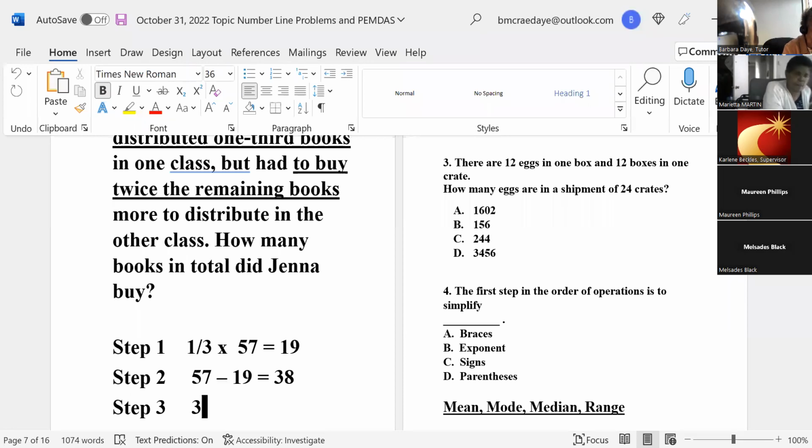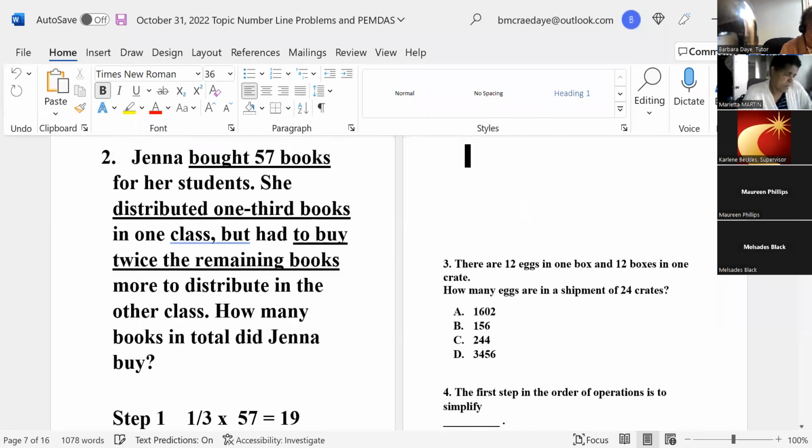38 times 2, because it says she had to buy twice the remaining books. So you have 38 left. And 38 times 2 is what, Maureen? 76. Maureen, what's 38 times 2? 76. All right. Now, Marietta, what's your step 4?